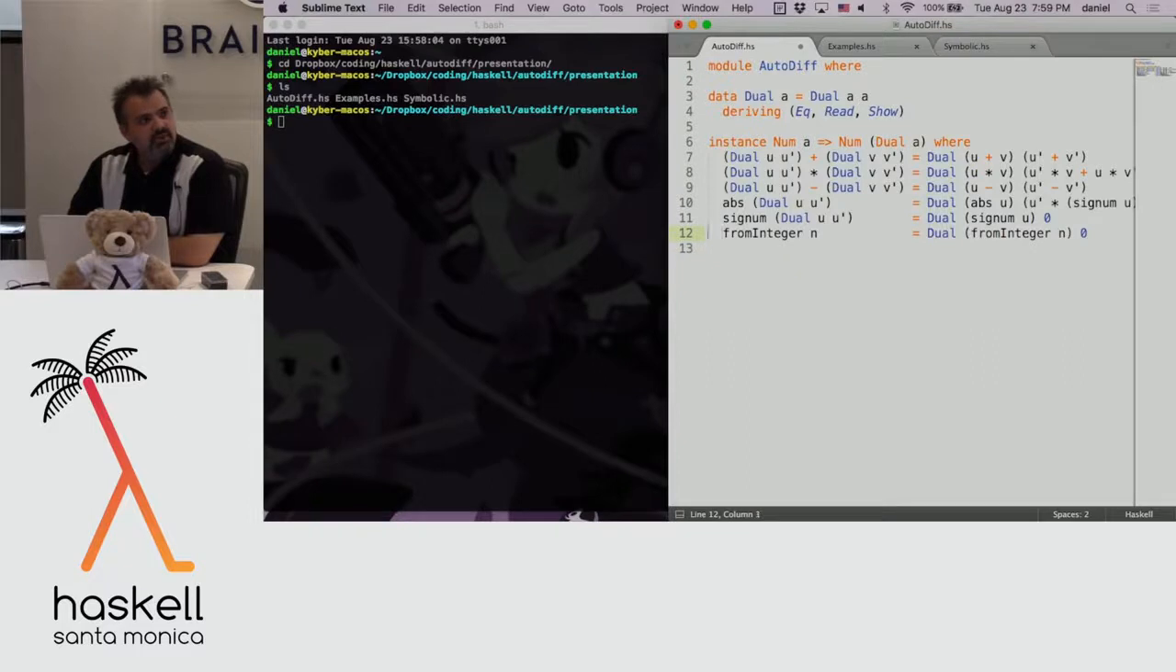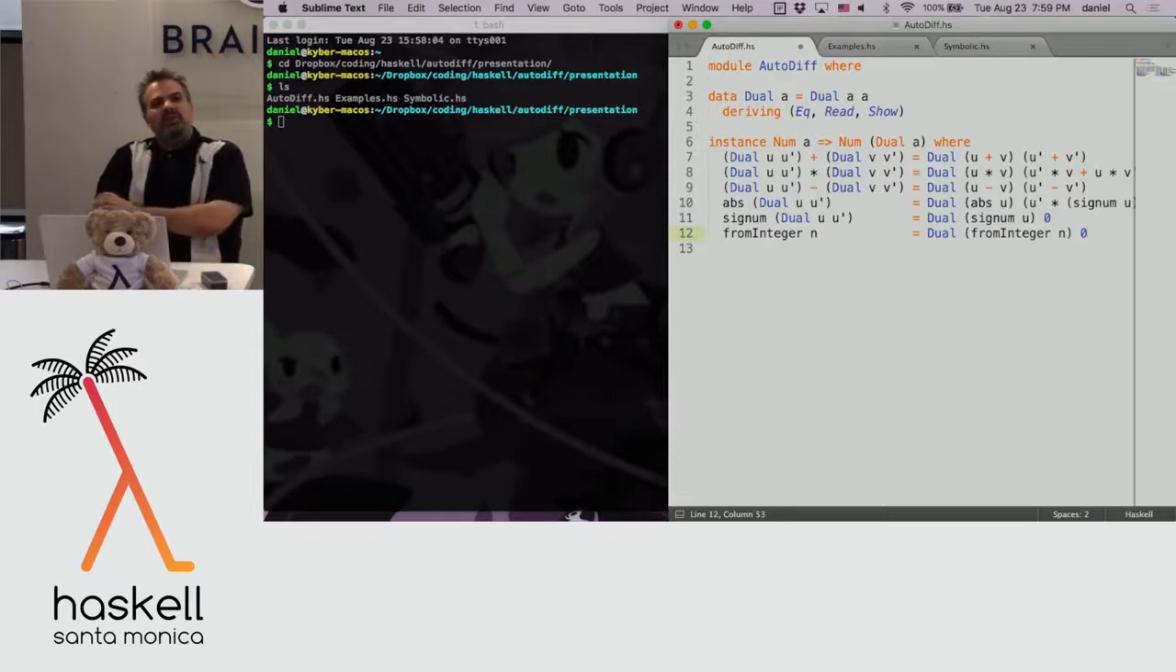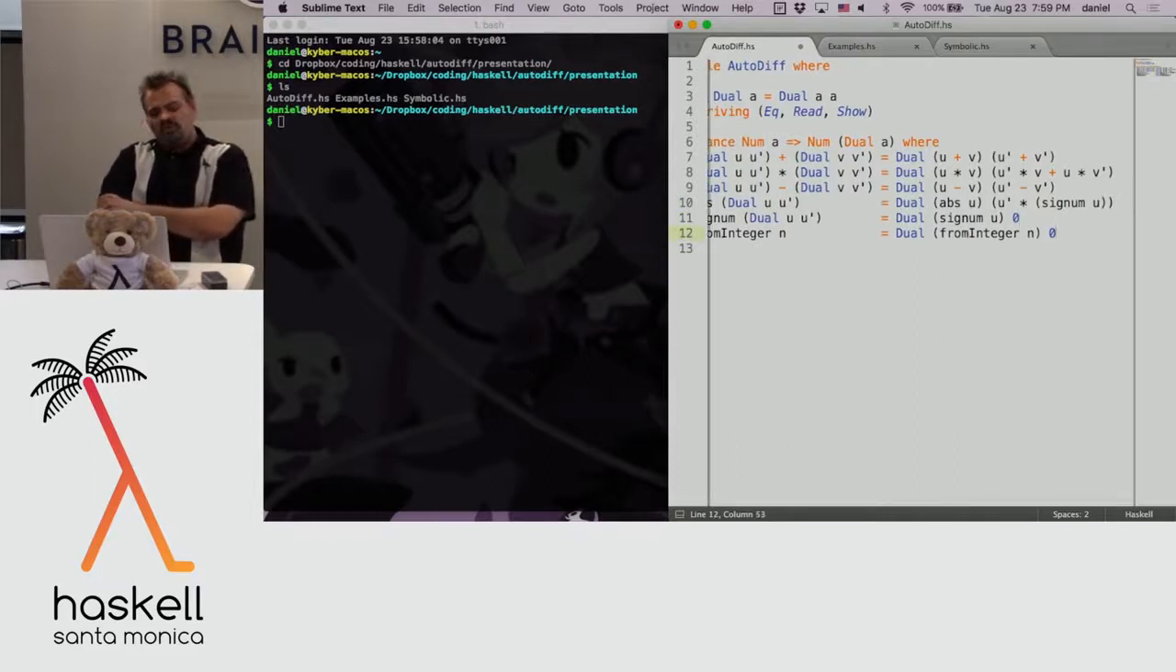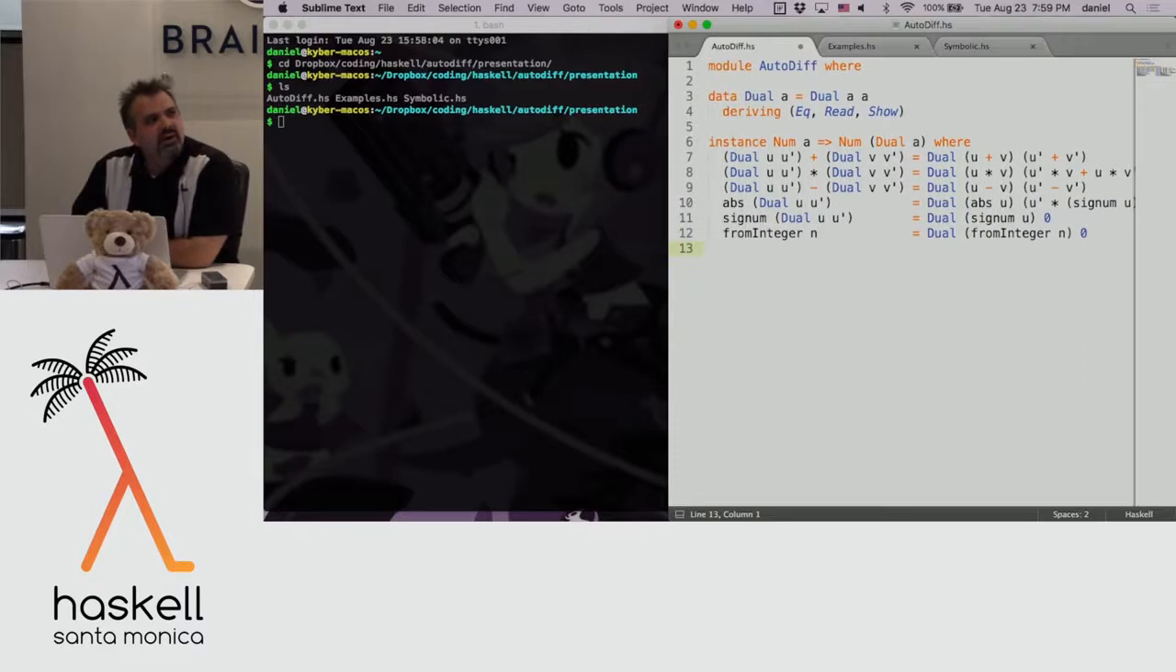Well, what if we don't have a point on the graph? What if we just have a plain ordinary integer? Well, then we can kind of ignore it. It's not doing anything. It doesn't have a slope.